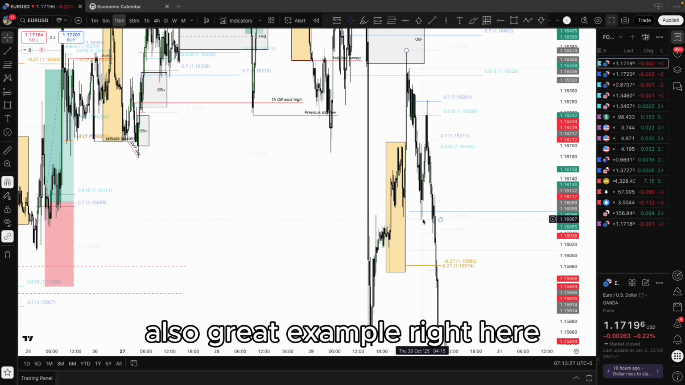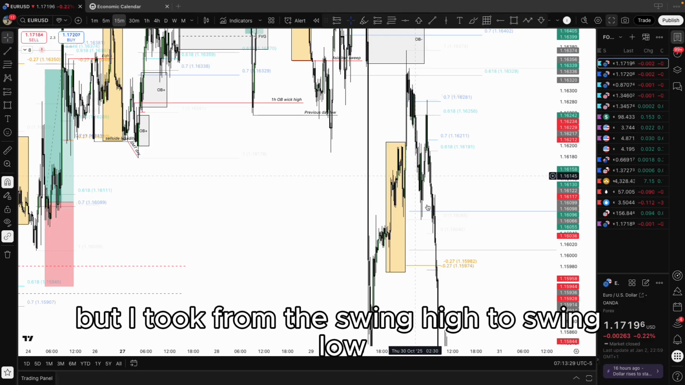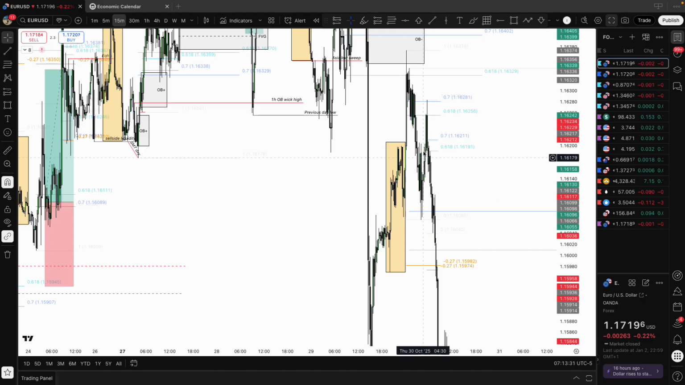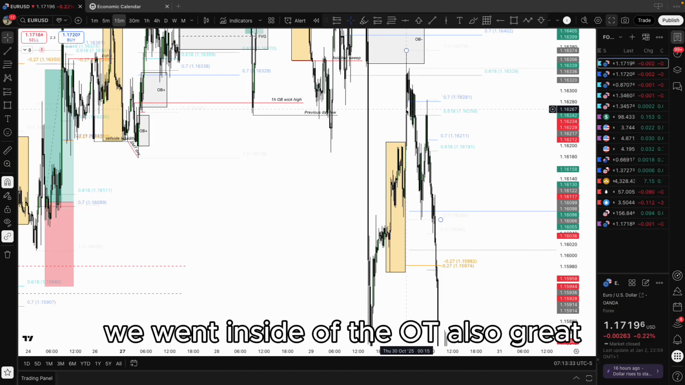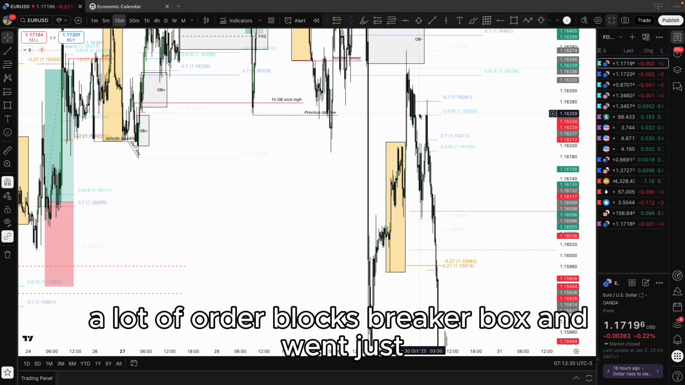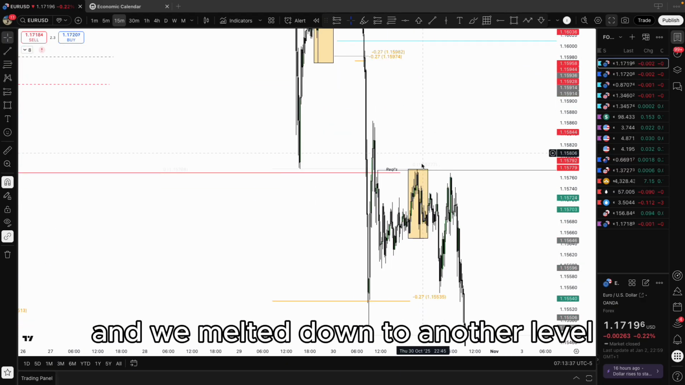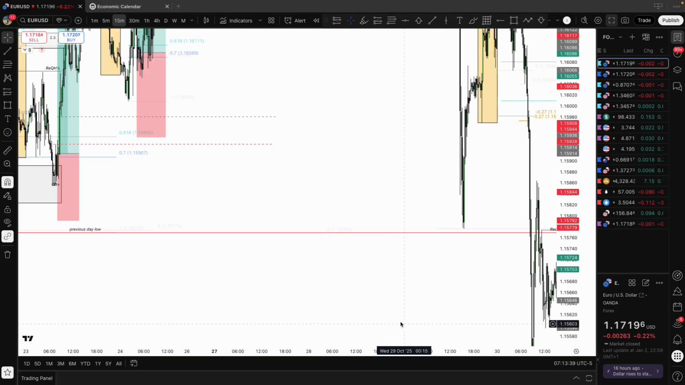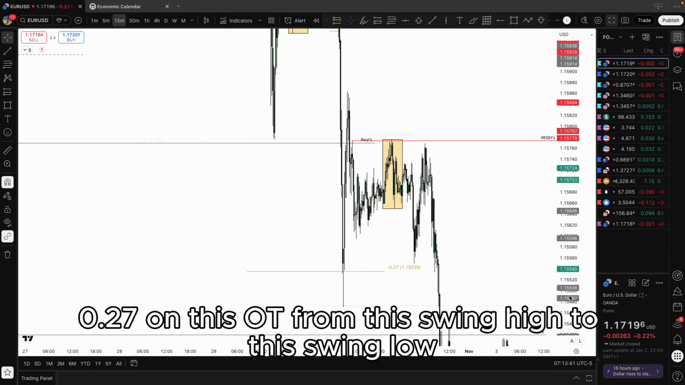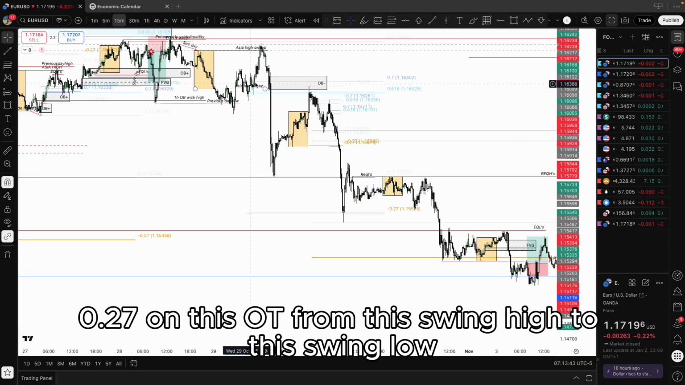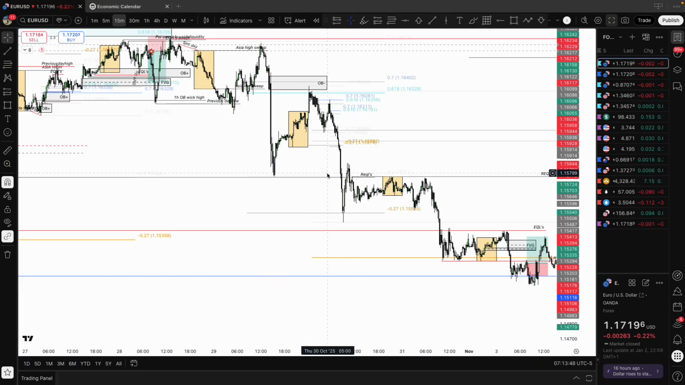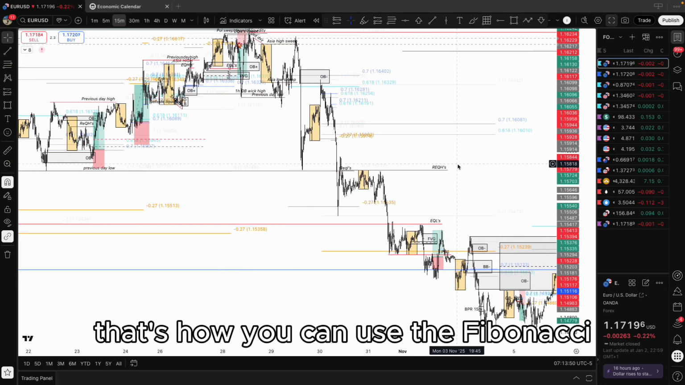Also great example right here. I didn't trade this, but I took from the swing high to swing low. I drew the OT, it went inside of the OT, also great, a lot of order blocks, breaker blocks, and we melted down to another level. And we took also the higher time frame 0.27 on this OT from this swing high to this swing low. That's how you can use the Fibonacci.